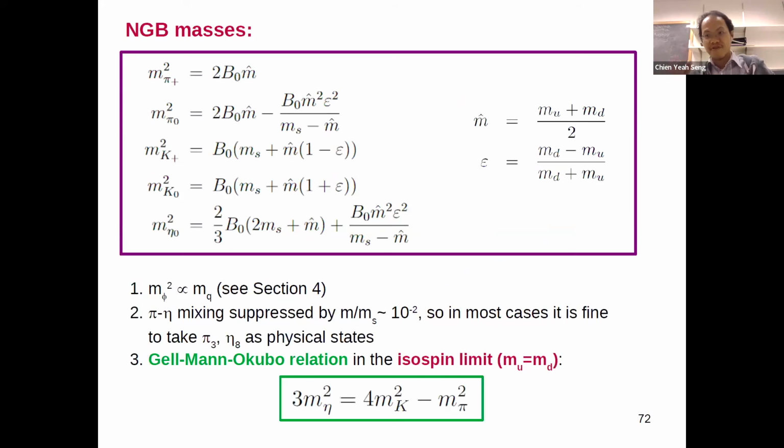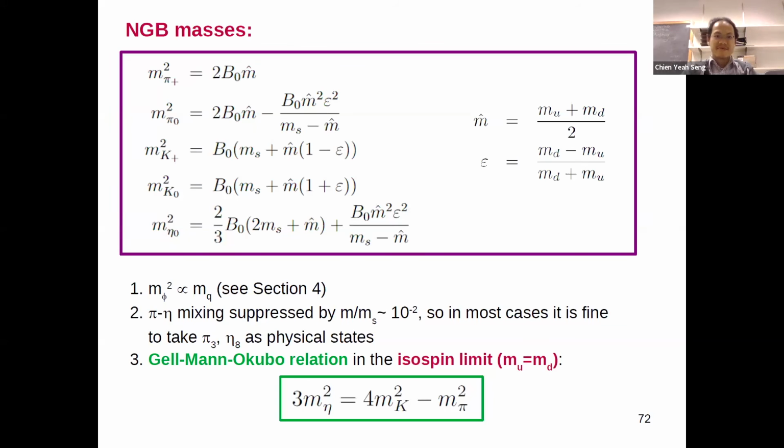So after you perform this rediagonalization, you find the following masses of the Nambu-Goldstone bosons. You can see here, m hat is the average mass of the up and down quark, and epsilon is the difference between down and up quark masses divided by their sum. So you indeed find that the squares of all these Nambu-Goldstone boson masses are proportional to the linear term of the quark masses. So this is what we have predicted before.